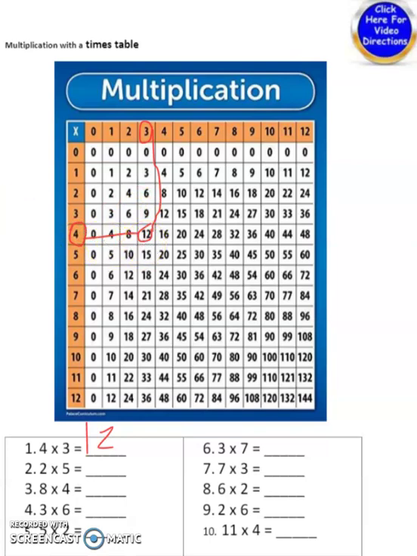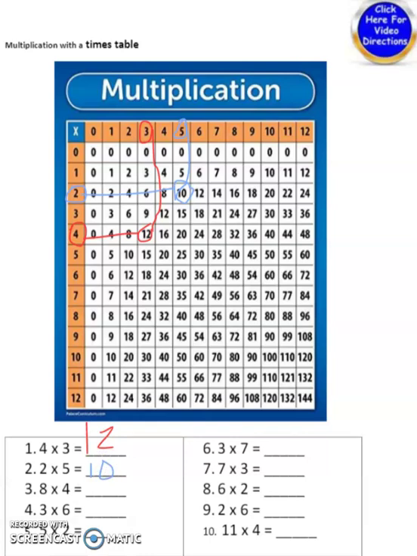Let's try if we can repeat that same thing using 2 times 5. 2 groups of 5 equals, I'm going to draw a line across, draw a line down, and see where they meet. 10. 0 groups of 5 is 0. 1 group of 5 is 5. And 2 groups of 5 is 10. 2 groups of 5 equals 10.